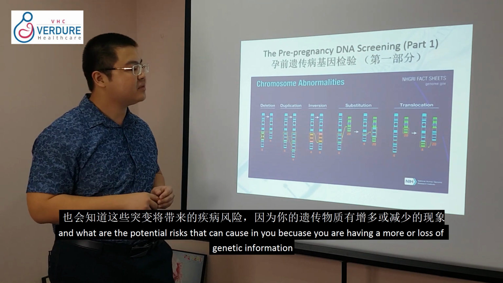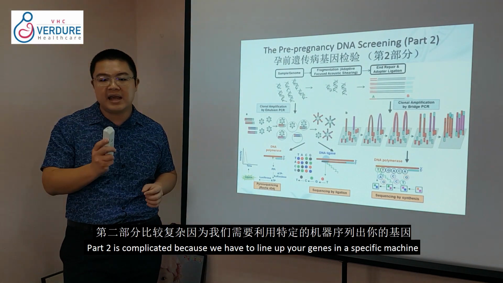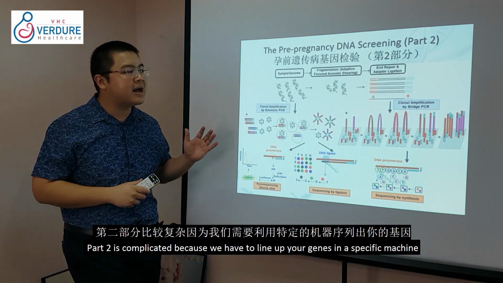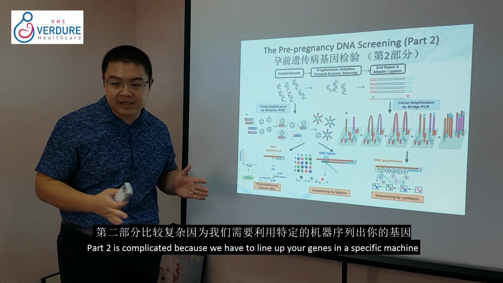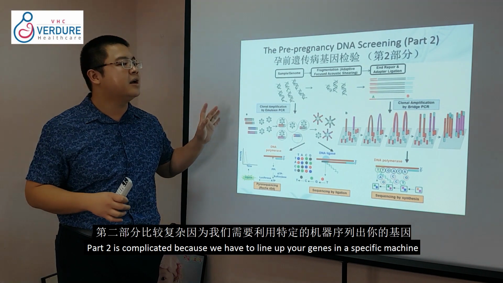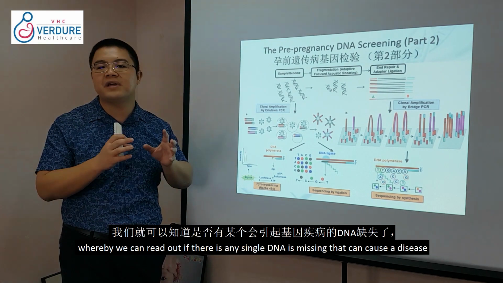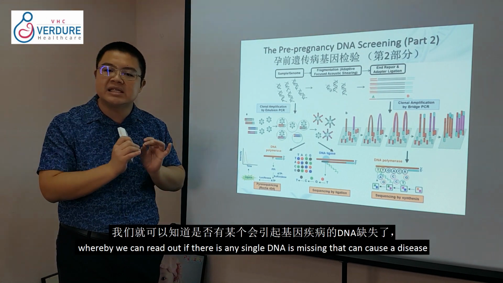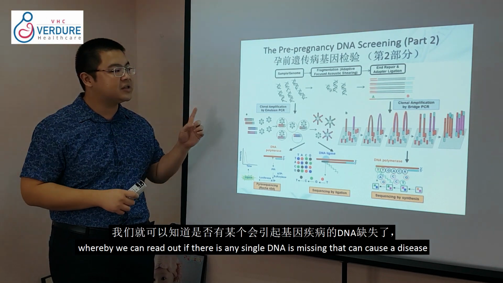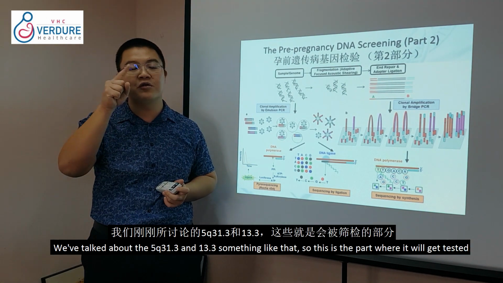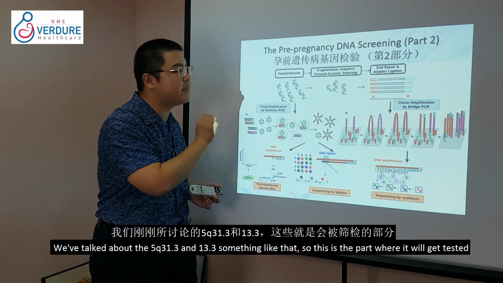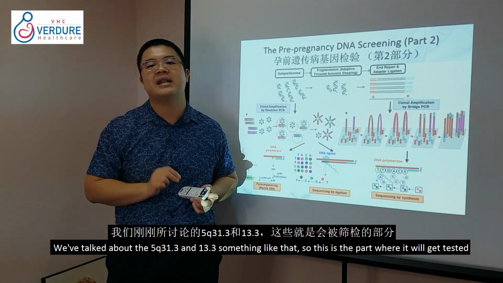Okay? So the second part here is where true complication comes in. We are going to have to line up your genes in a very specified machine, whereby we'll be able to read out if there are any single bits and pieces of DNA missing that can cause the disease. So remember just now we read something about 5q31.3, something like that. So this is the part where it will get tested.